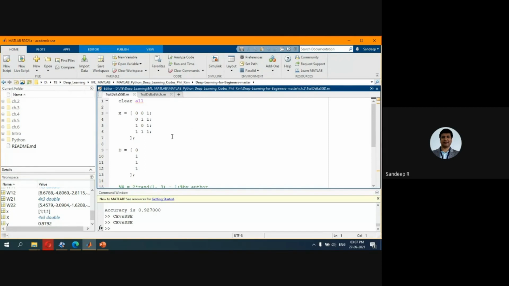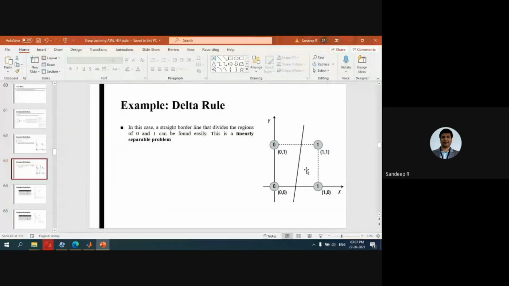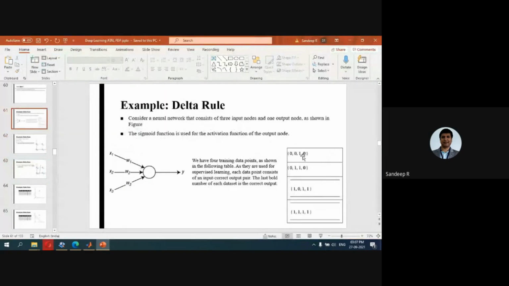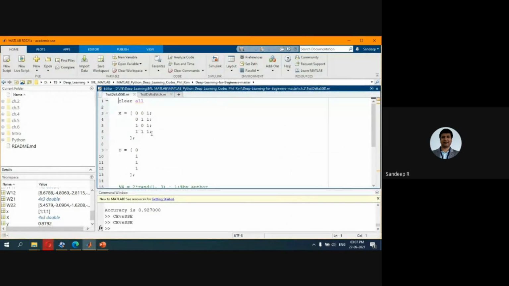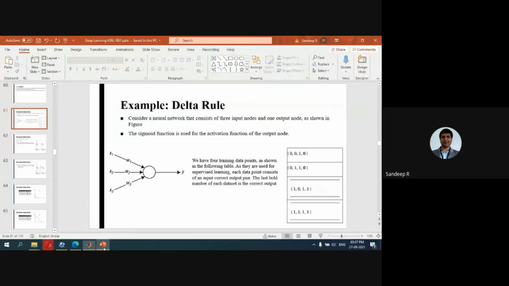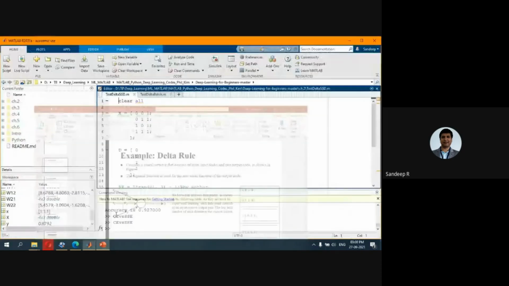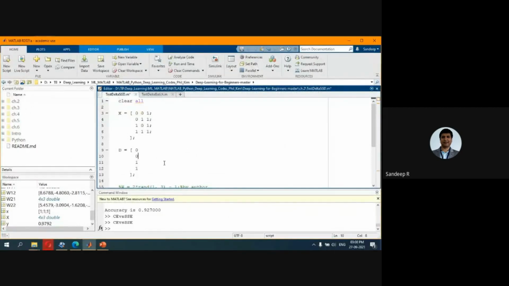Now, sir, why have we taken this input? The input is 001, 011, 101, 111. What is the correct output we have? It is 0, 0, 1, 1. So 0, 0, 1, 1 is the output, which is represented by D.